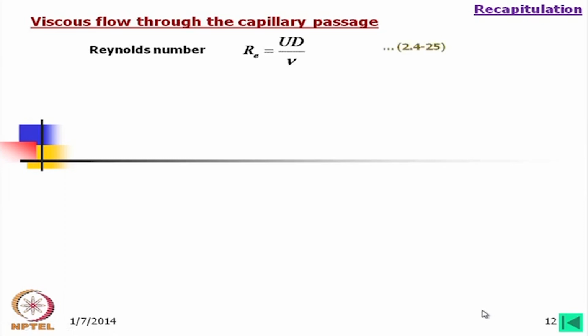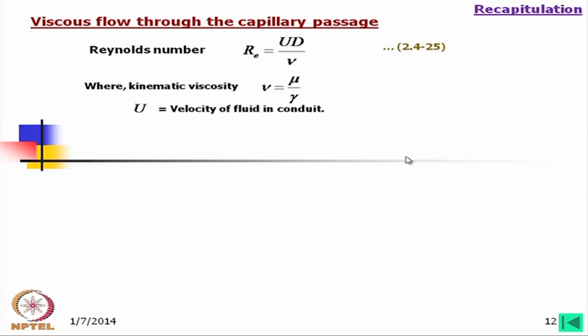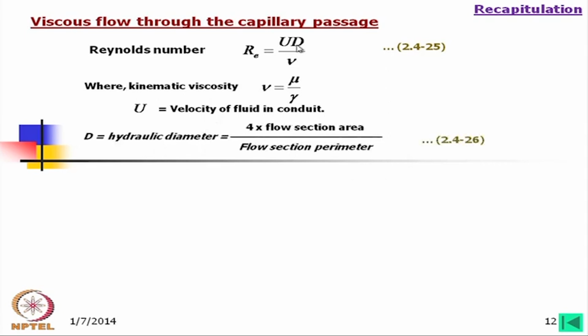Now, for the viscous flow through this capillary passage, another important factor is the Reynolds number, where the kinematic viscosity is given by mu by rho, and u is the velocity of the fluid in the conduit, and d, this is most important, d is the hydraulic diameter. This diameter is not the diameter of the conduit, it is usually taken as 4 into flow section area. The flow section area may be anything.